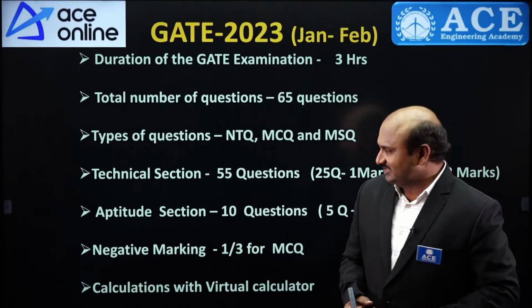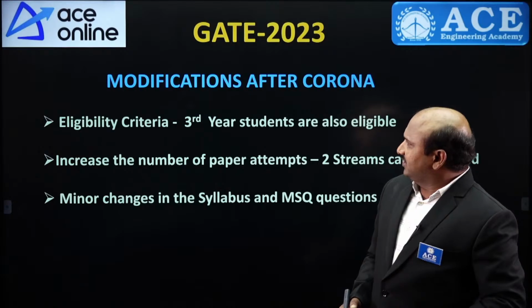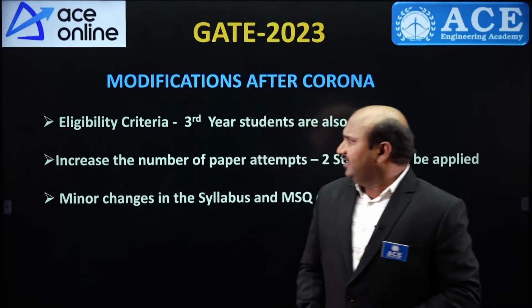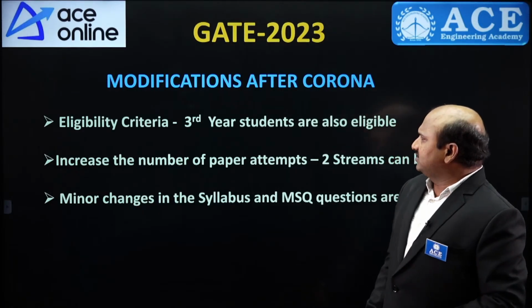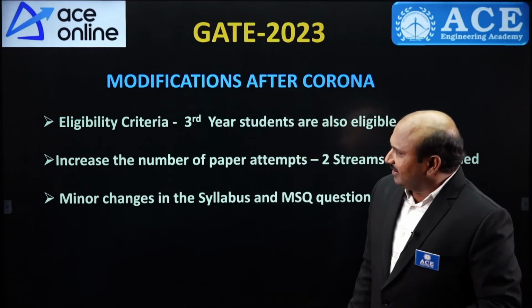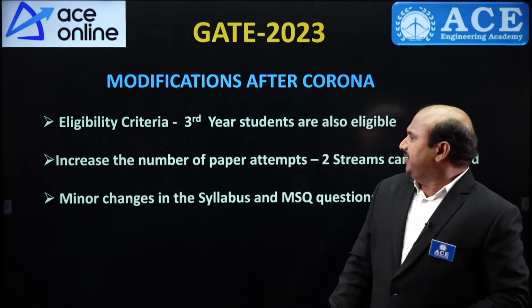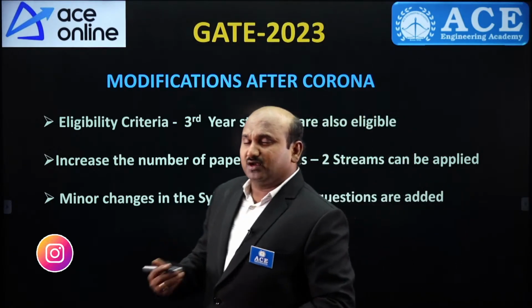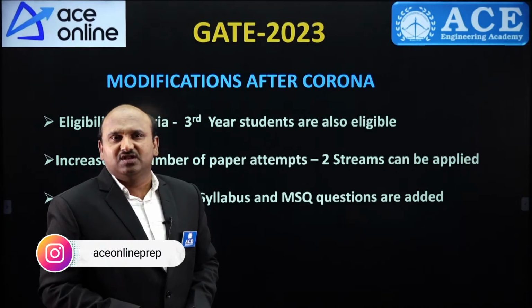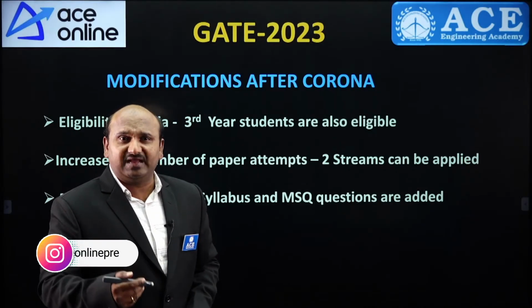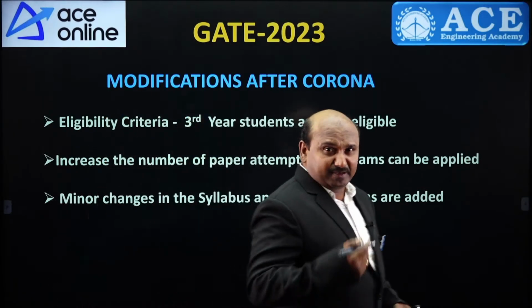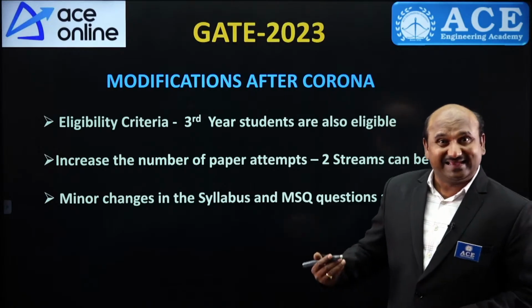Right? And coming to the modifications after Corona in the GATE examination, in the eligibility criteria, third year students are also eligible. You can also write it. And the number of paper attempts has increased. I think you are aware of this. You can apply not only for one branch, you can also go for 2 streams. Suppose you are electrical stream, you can also apply for instrumentation and EC also. Like that, EC people can also apply for computer science, right?